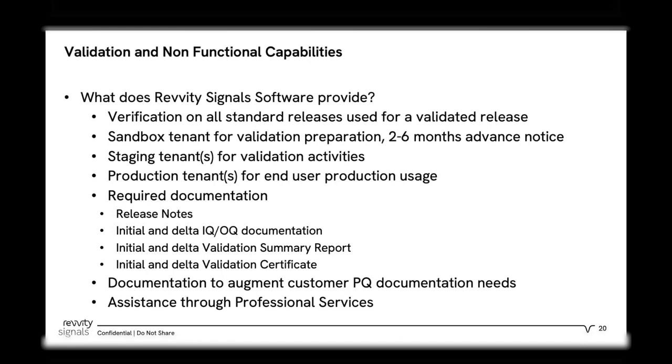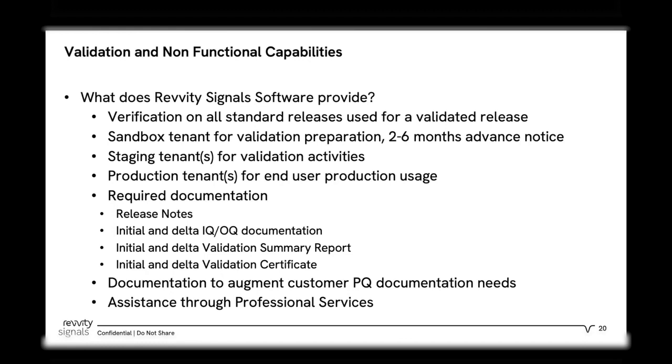And we give you 1 or more production tenants for where your end user is going to be working and actually putting in their data once you've done your validation. We give you a documentation package initially, and then on every update. This includes release notes, IQ, OQ documentation, validation summary reports and certificates. Obviously an initial package is where you start, and then Delta documentation every 4 months.